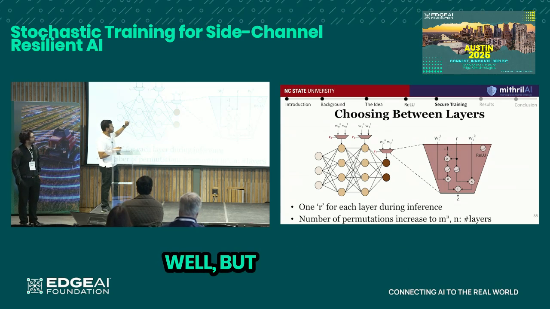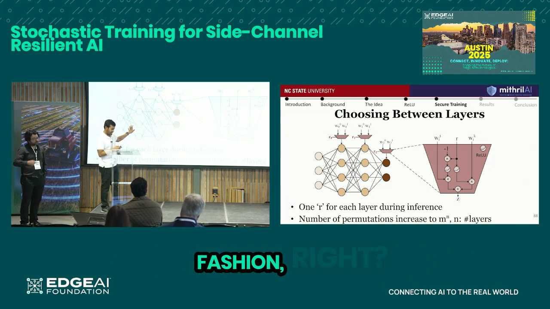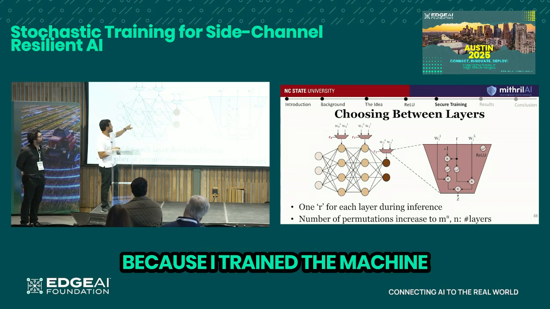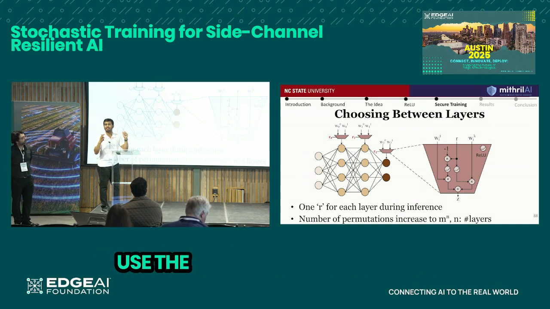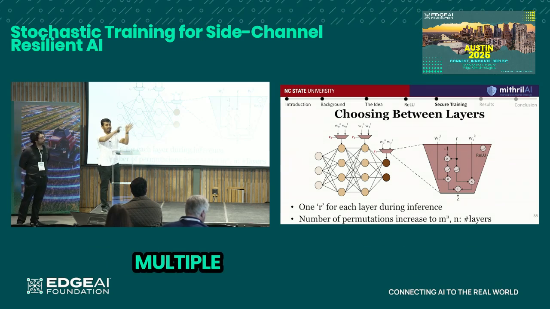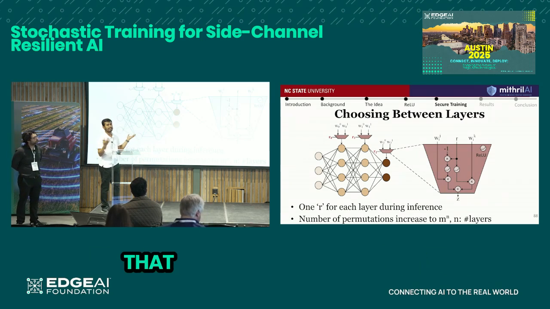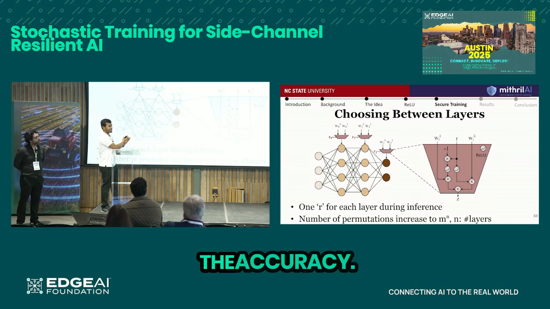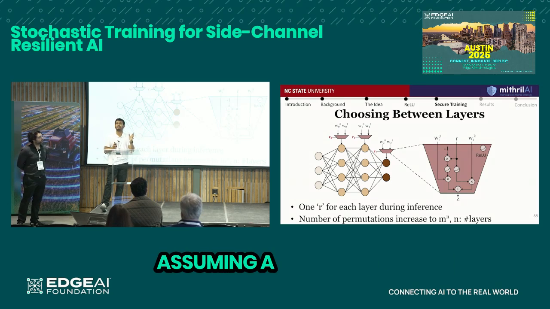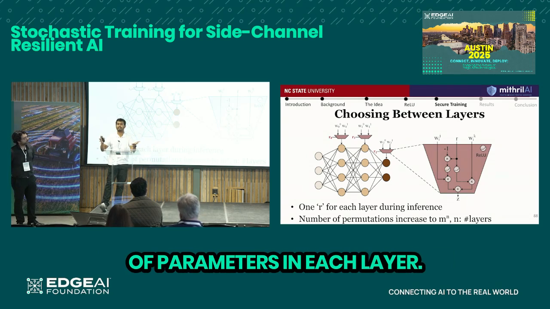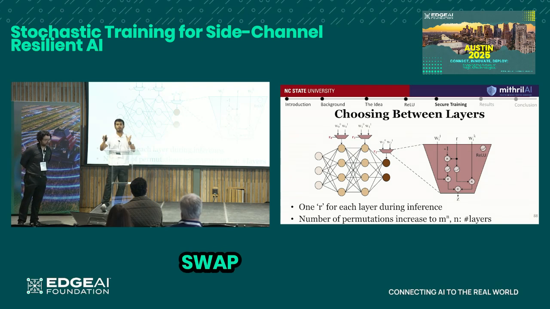Well, but this cannot work in a straightforward fashion, right? Because I trained the machine learning model for all the layers, so I cannot just use the layer parameters from multiple models randomly. I tried doing that, and that decreased the accuracy. Why? Because the machine learning model was trained assuming a certain set of parameters in each layer. So I cannot just randomly swap parameters.